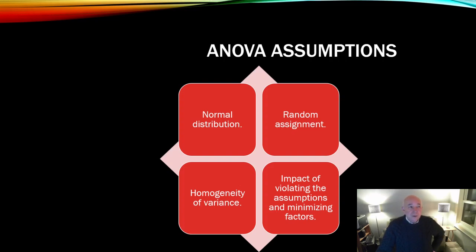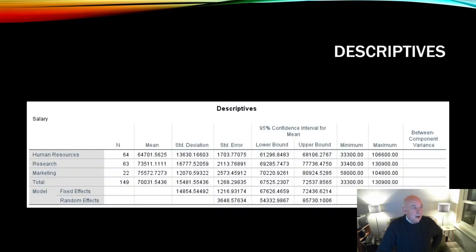Just to remind you, these are the assumptions that ANOVA has: that you have a normal distribution, that your data is random, your variance is homogeneous, and that you've pretty much eliminated violating any assumptions of ANOVA, such as collinearity and things like that. All right.